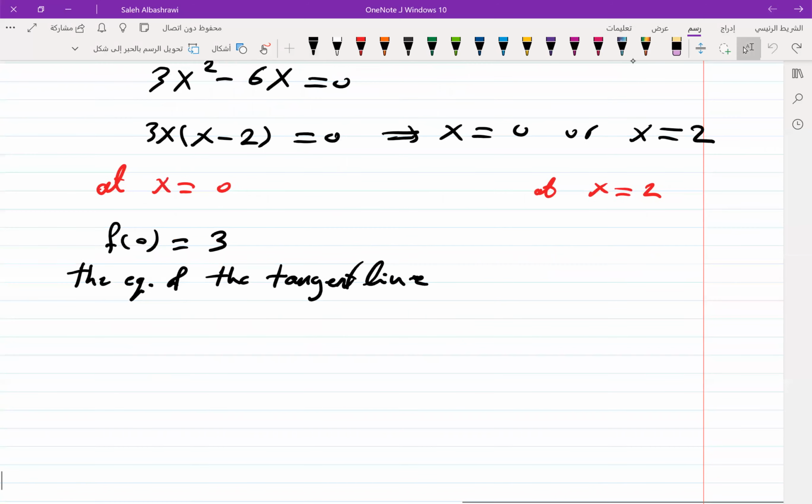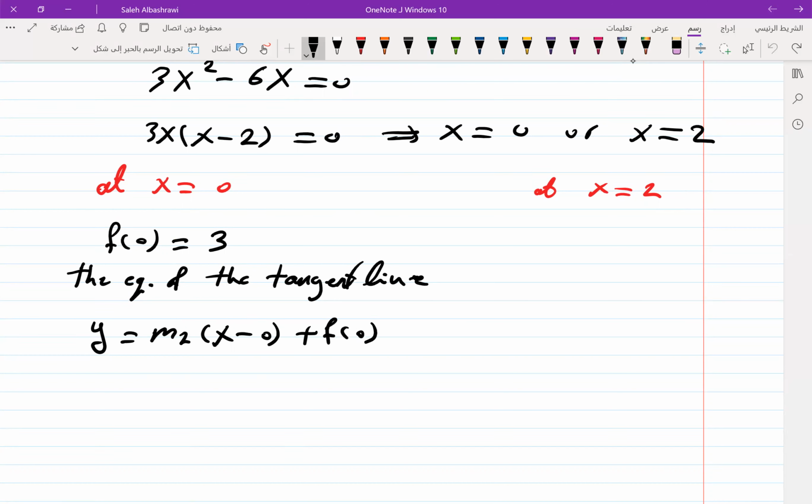will be y equal to m2 multiplied by x minus 0 plus f of 0. That will be minus 12 multiplied by x plus f of 0, which is 3. So y equal to minus 12x plus 3 is the first equation of the tangent line.